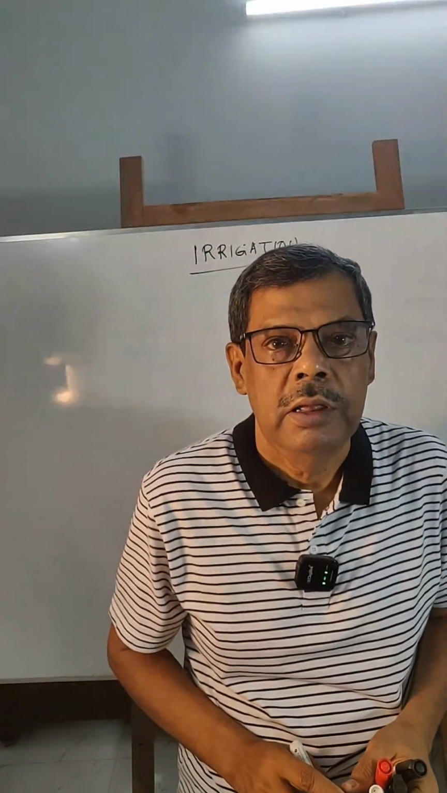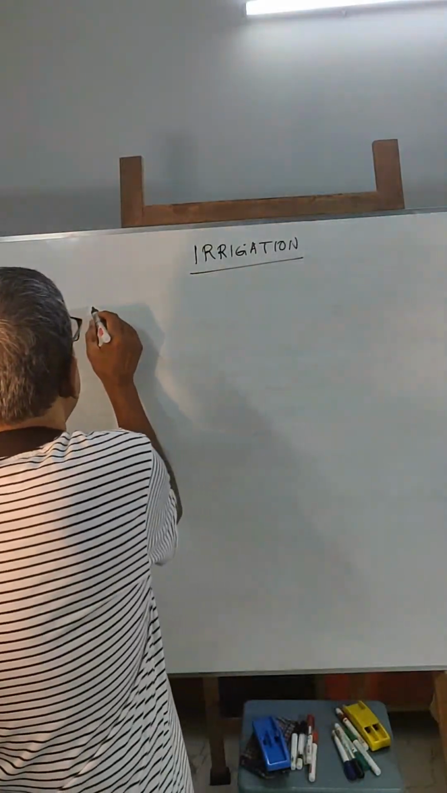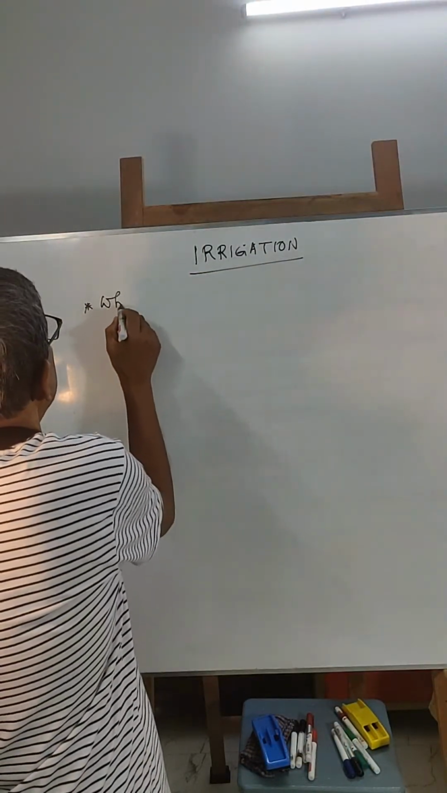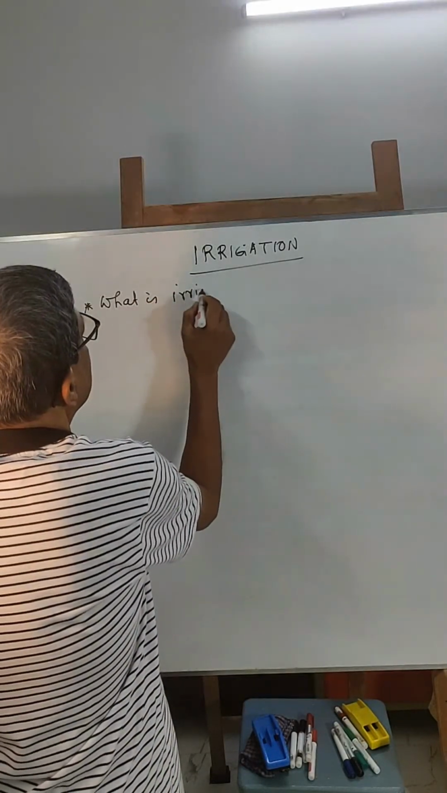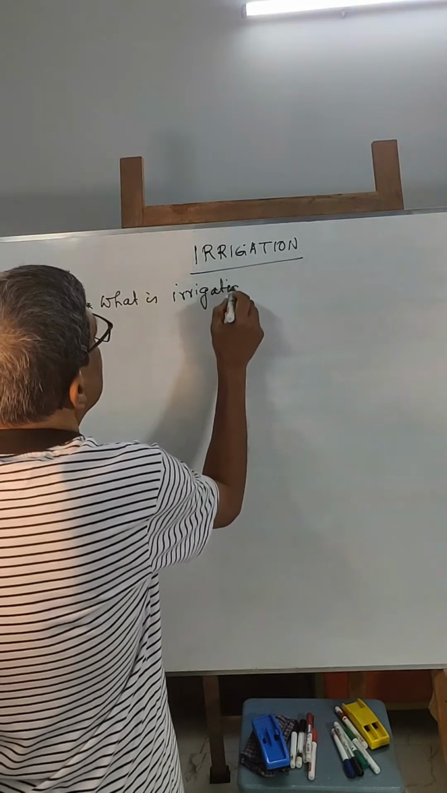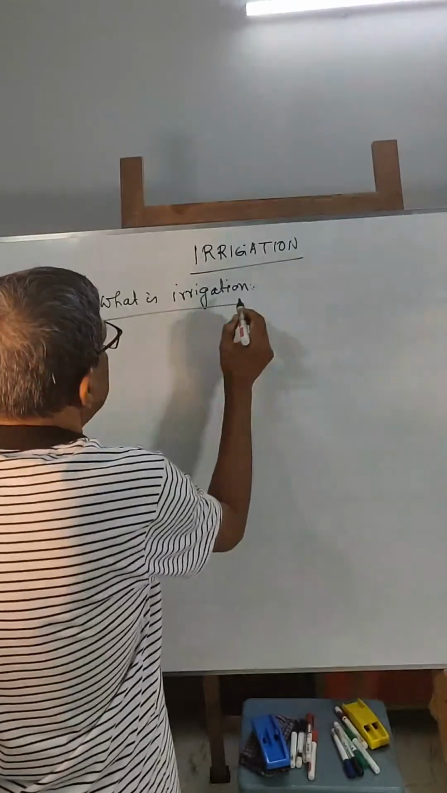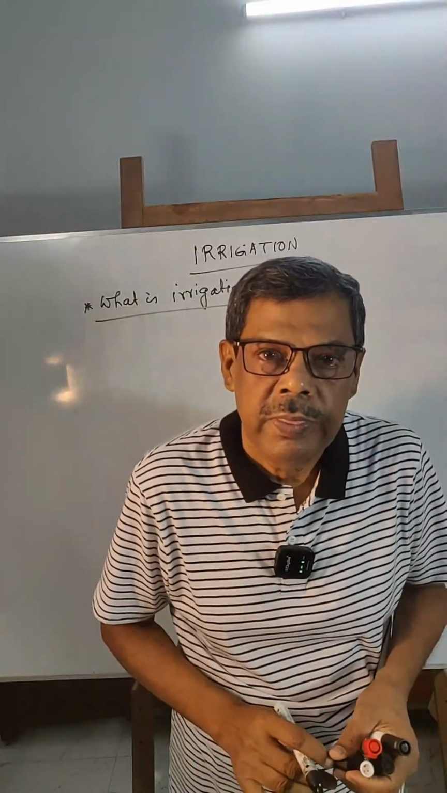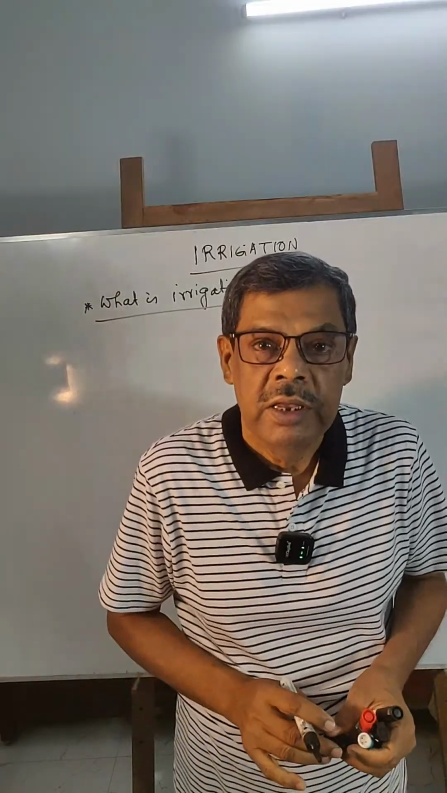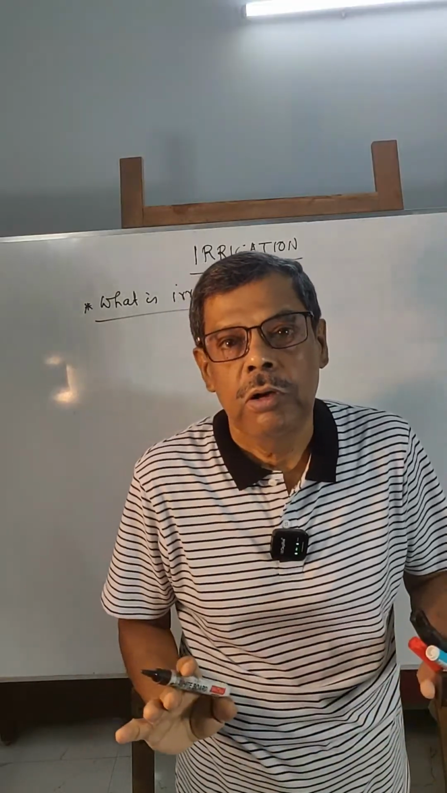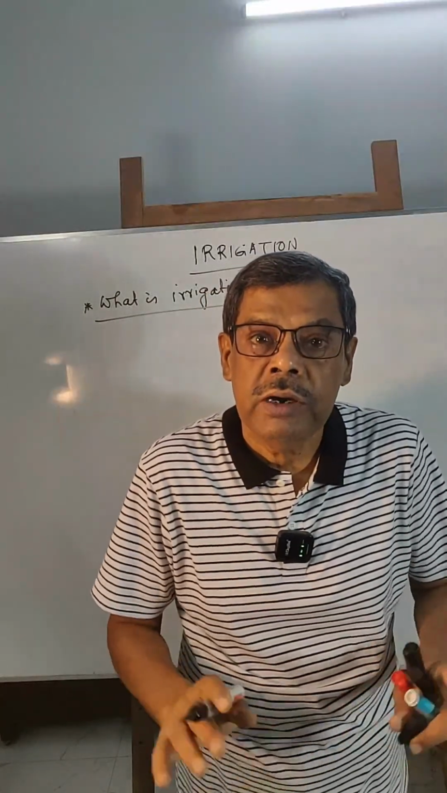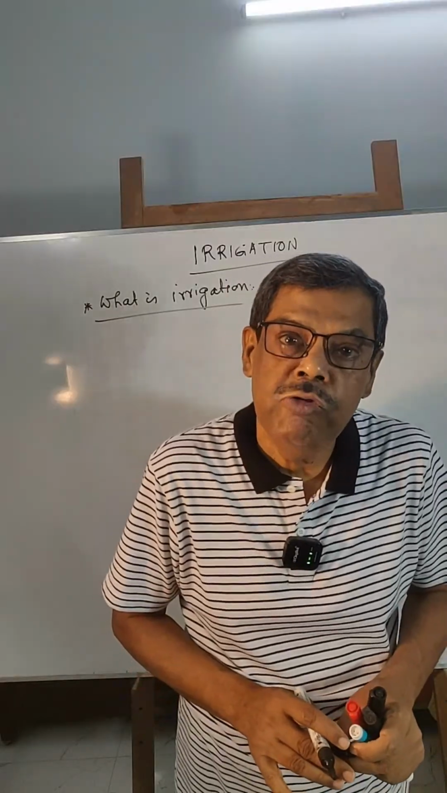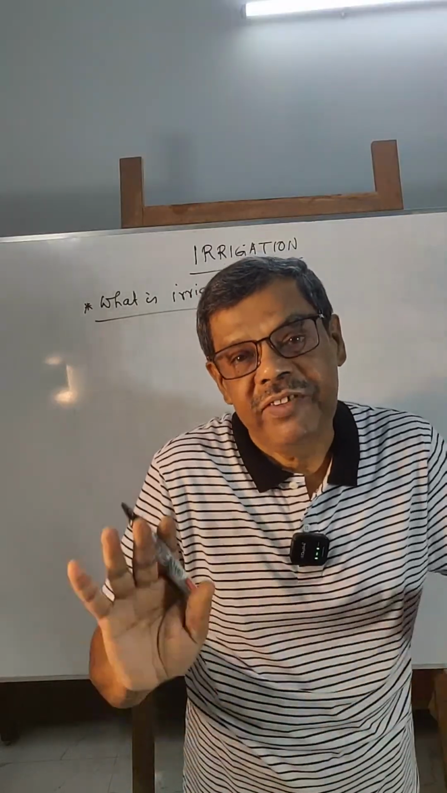First of all, what is irrigation? Irrigation is a system which involves a controlled water providing system to the crop plants by human efforts at different intervals.